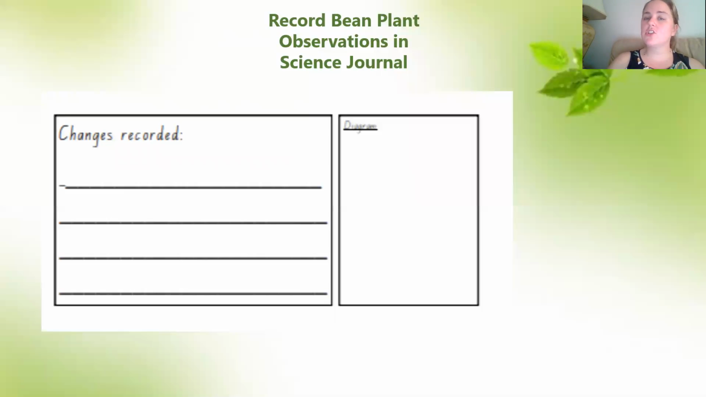Okay, so I want you to look at your bean plant. If you are at school, you're going to take a look at your bean plant. In your science journal, you're going to put today's date, and you're going to record in at least 2 sentences any changes that you noticed with your bean plant, and then you're going to draw a picture of what your bean plant looks like today.